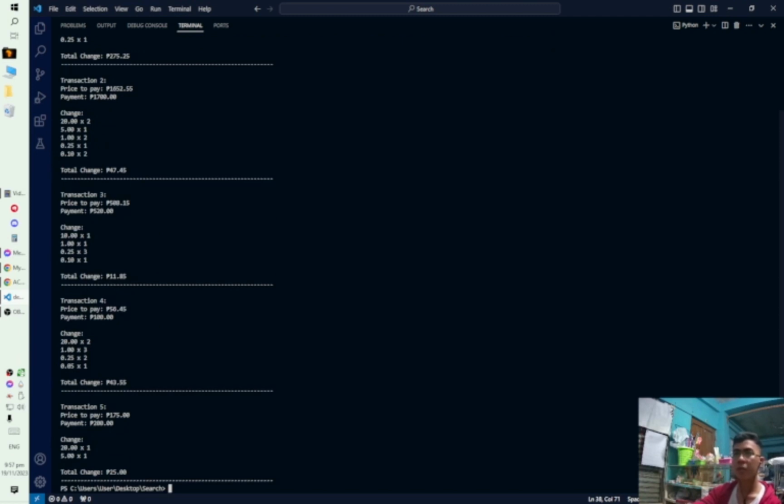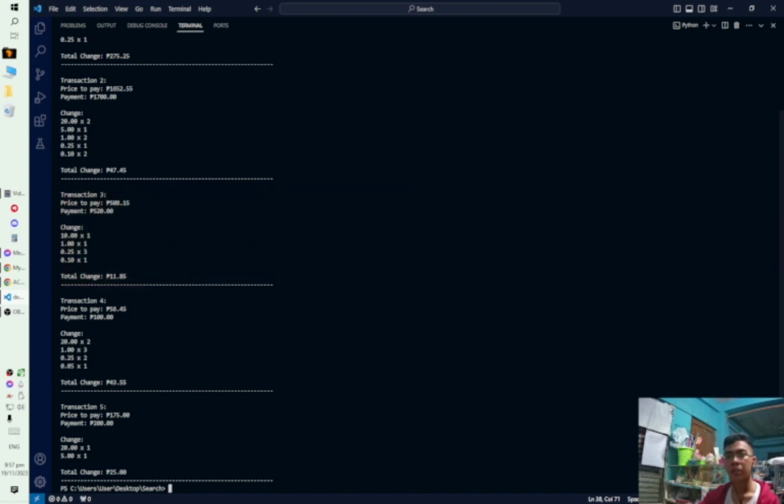Now, transaction number 2, same thing. Price to pay 1,652.55 and a payment of 1,700. And the change is 47.45. So we break this down into two 20 peso bills, one 5 peso coin, one 1 peso coin, one 25 cent coin, and one 10 cent coin. And then the same goes for the remaining transactions.